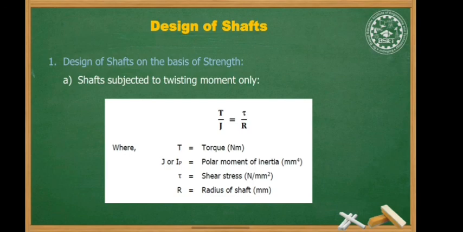For this category, we need the basic torsion equation, which is given by T by J equals tau by R equals G theta by L. When the shaft is subjected to the twisting moment on the basis of strength, we need the part of that equation, T by J equals tau by R. In this equation, T is torque in Newton meter, J or IP is the polar moment of inertia, tau is induced shear stress or torsional shear stress in Newton per mm square, and R is the radius of the shaft.